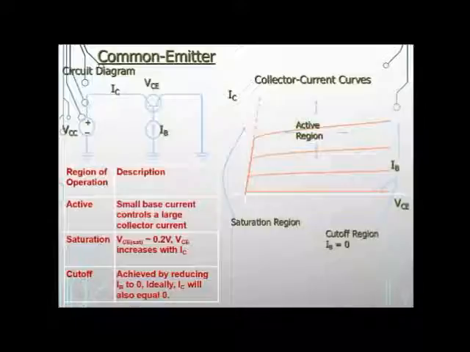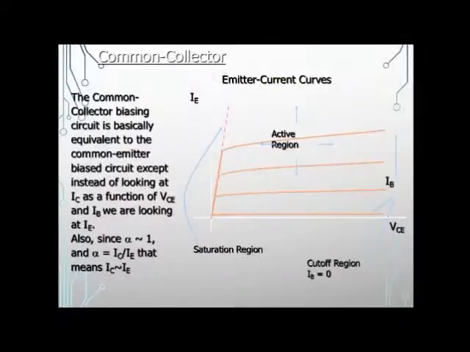In case of the cutoff region, it is achieved by reducing IB to 0. Whenever the base current becomes equal to 0, we reach the cutoff region. And you can also say when IB reaches 0, IC will also be equal to 0. Now the last part, that is the common collector part. The workings are similar also.